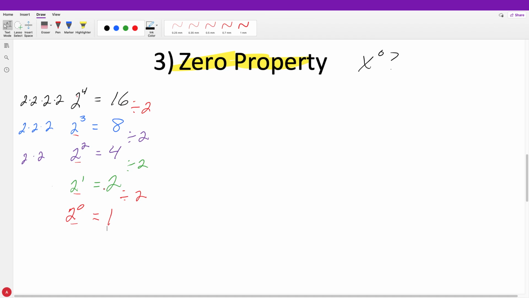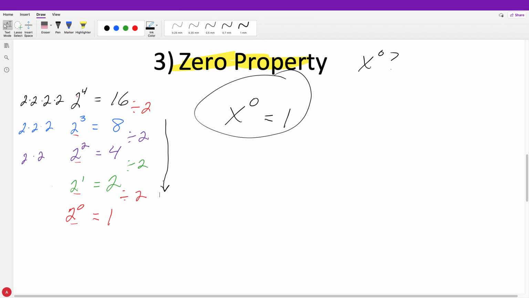So what this rule tells us is anything raised to the 0 power is equal to 1. So the 0 property is telling us when we have a base that's raised to the power of 0, it is simply equal to 1. And this is why it occurs, because we are dividing by 2 every single time.